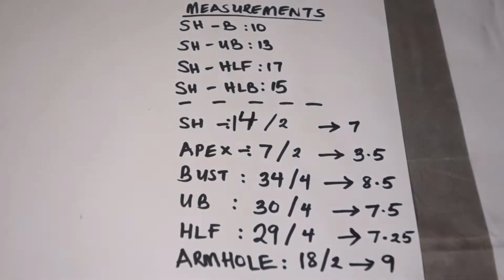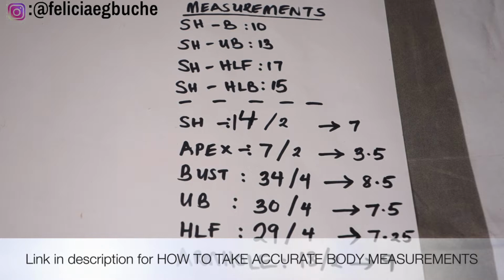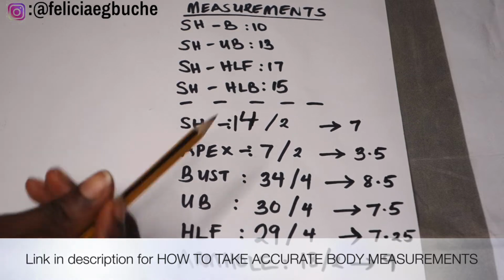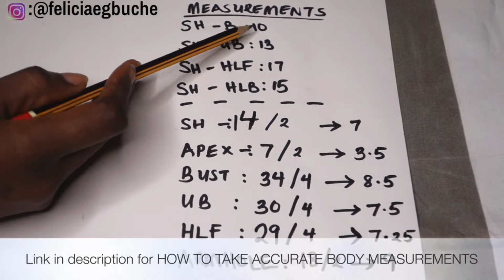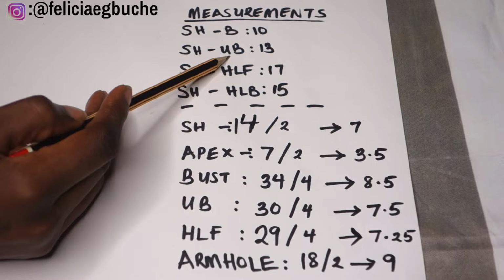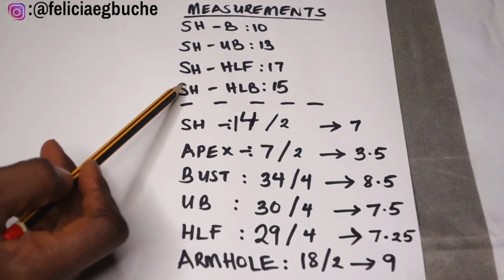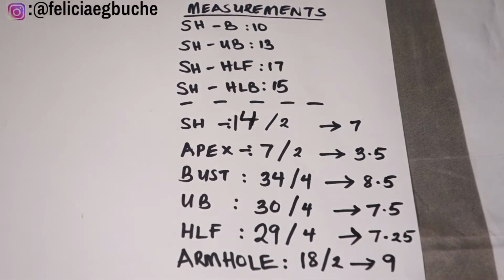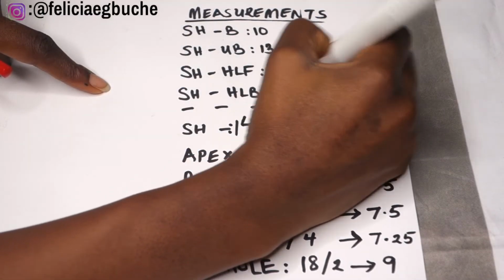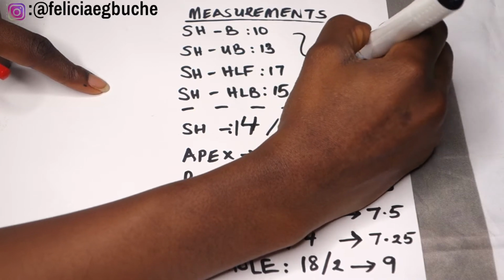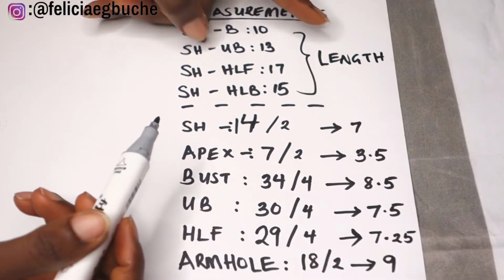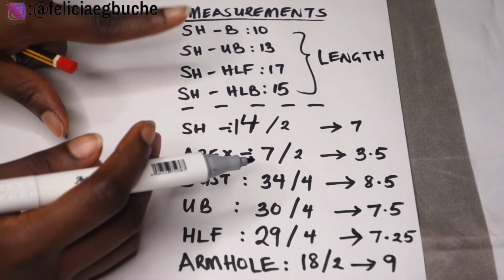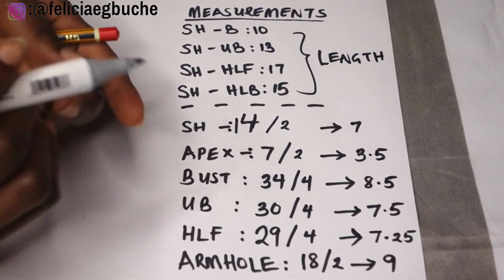Alright guys, let's get into this tutorial. These are the sets of measurements you'll be needing for your basic bodice block. The length measurements right here are your shoulder to bust measurements, your shoulder to under bust, your shoulder to half length front, and your shoulder to half length back. These four sets of measurements I just mentioned are my length measurements, and the length measurements are usually not divided by anything because it's going from the top part of your body in a downward direction, so we do not need to divide any of these length measurements.